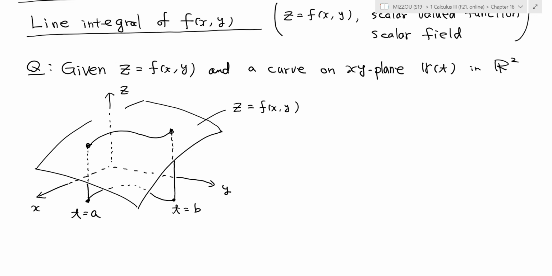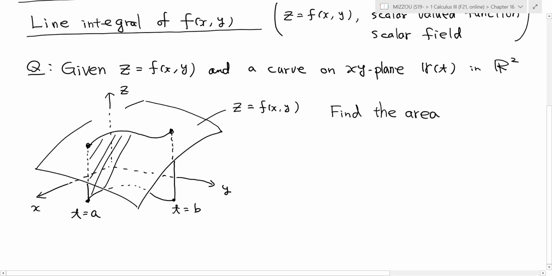Then now, the question is this. Find the area between the curve and the surface. Namely, in between the curve and the surface, you will see some surface sort of sticking up from the xy plane like this, right? It's like a wall. And then the question is, find the area of this shaded region.